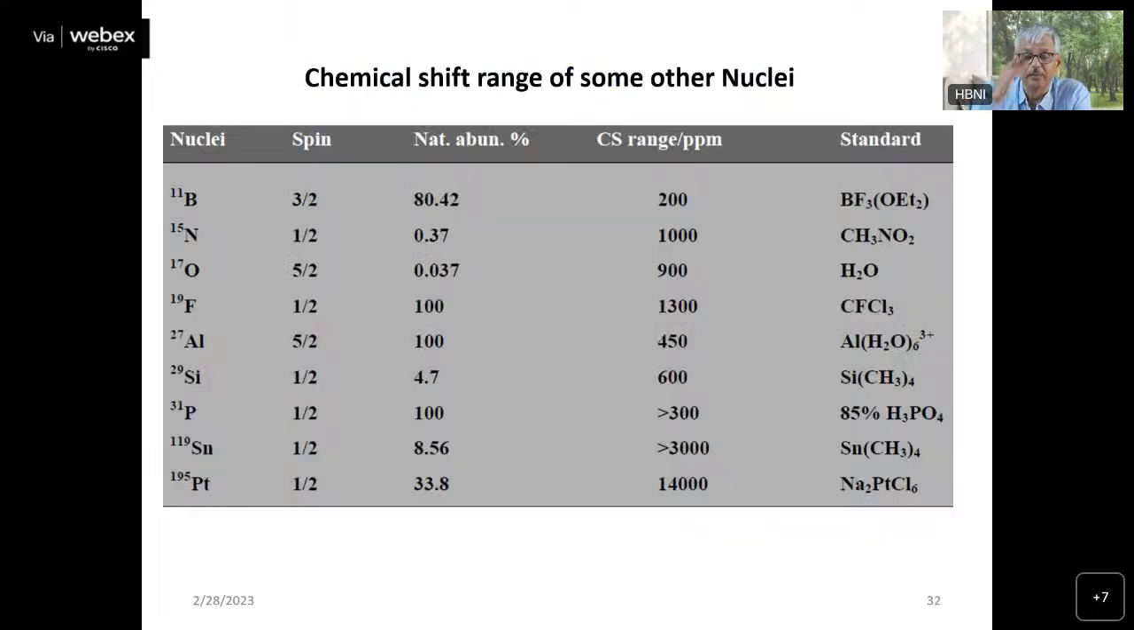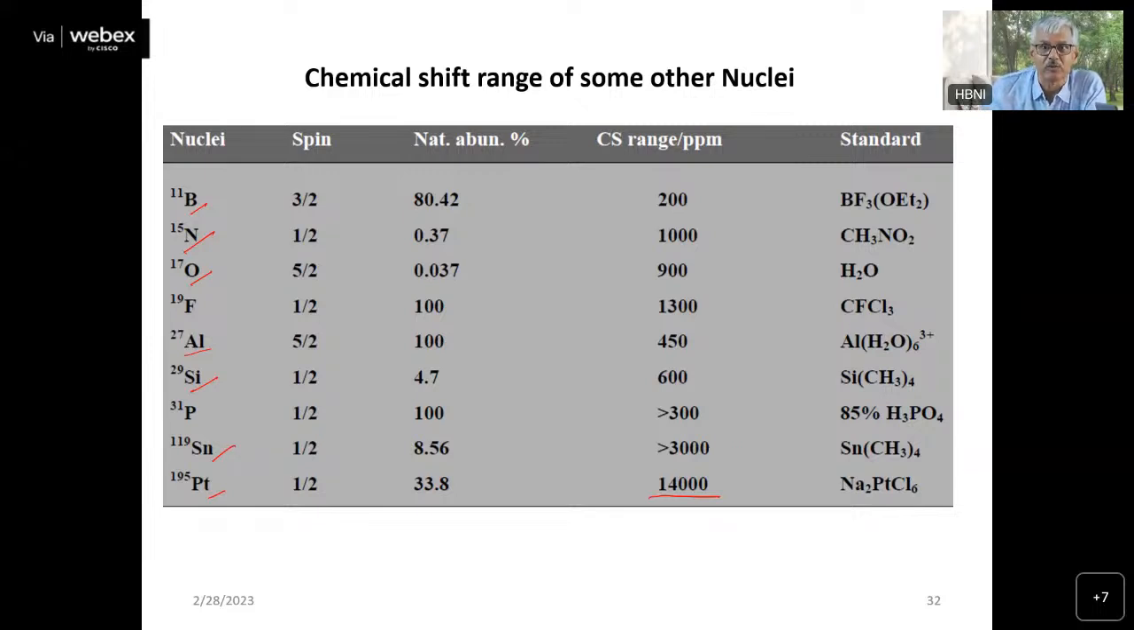And here I have shown, beyond those, there are many more nuclei which are commonly used in NMR spectroscopy, like aluminium 129, silicon. Then the rest of the things I have told: 11 boron, 15 nitrogen, oxygen 17, tin, platinum. You see the platinum, the chemical shift range is 14,000. Tin is 3,000.